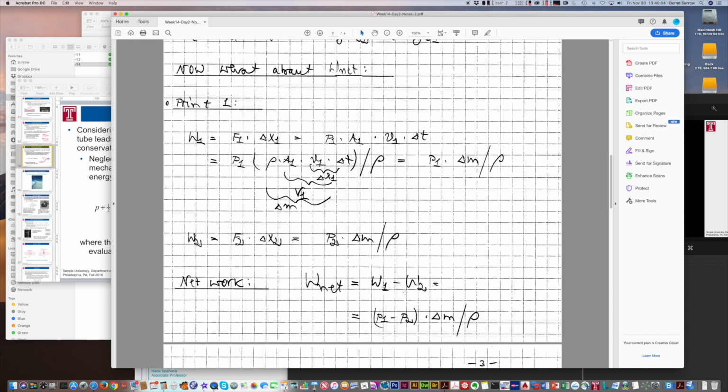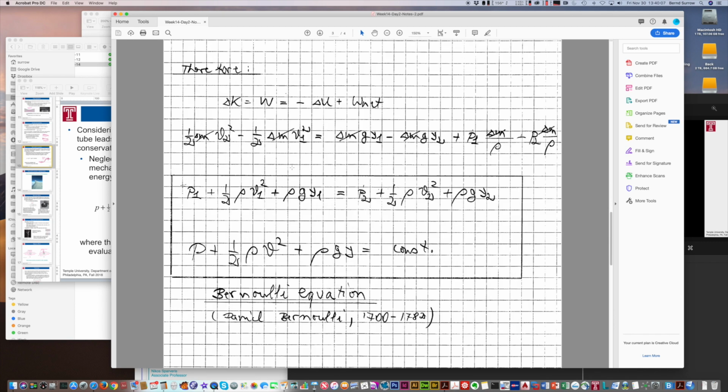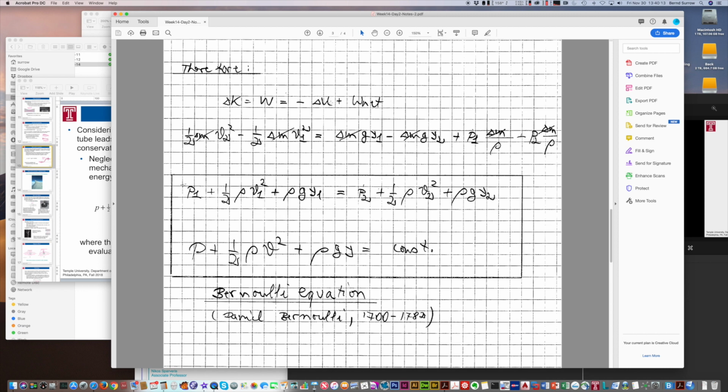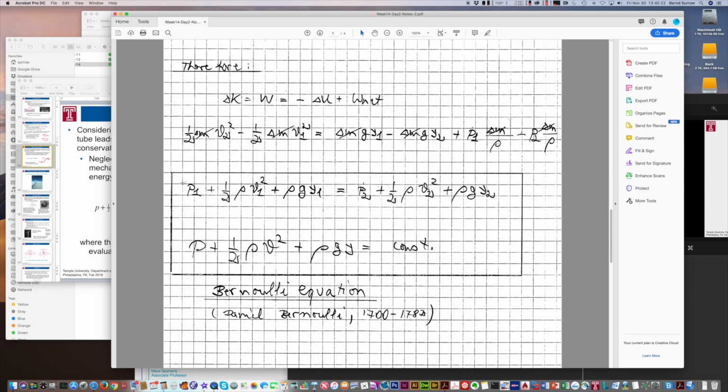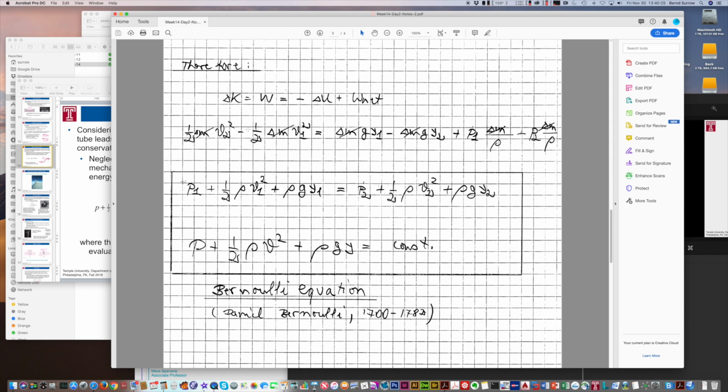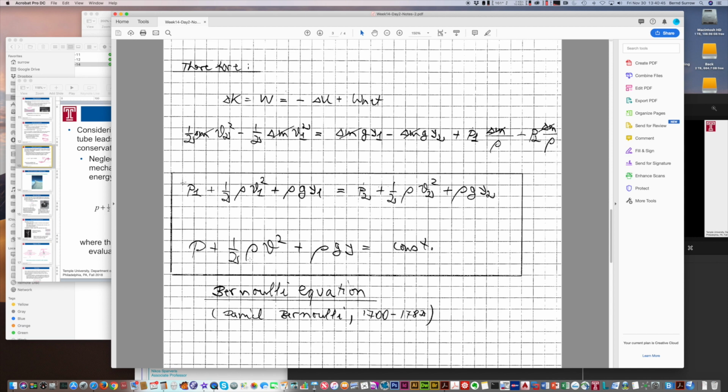So let's insert this all back into here. Then we have delta K, the difference in kinetic energy, equals minus delta U, the change in potential energy due to gravitation, and the net work performed by the pressure difference, which you see in the last two terms here. And then I leave this up to you to rearrange. You can cancel out delta M here, and then you come to the Bernoulli equation, that P1 plus a half rho v1 squared plus rho g y1 equals the respective sum of the respective terms at point 2. And therefore the sum of these three quantities has to be the same. So that's the Bernoulli equation.